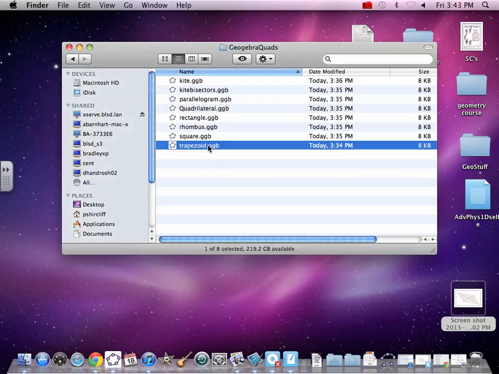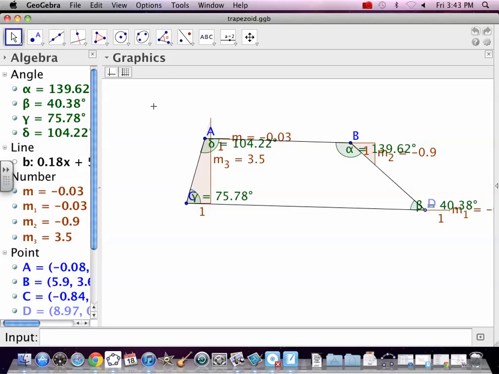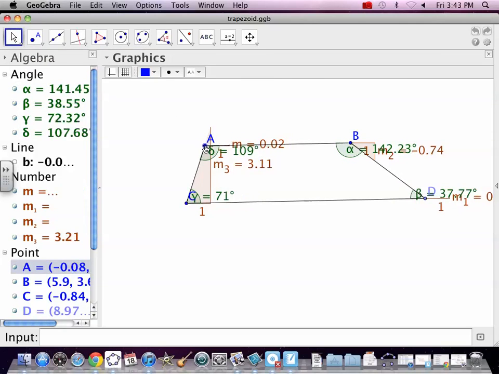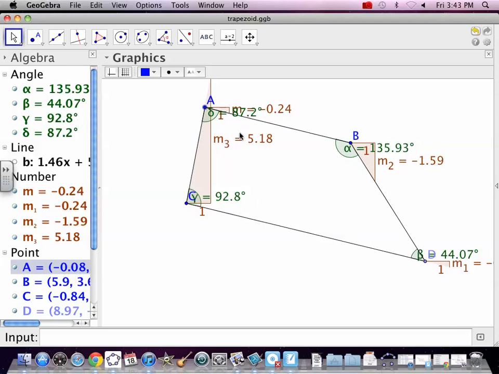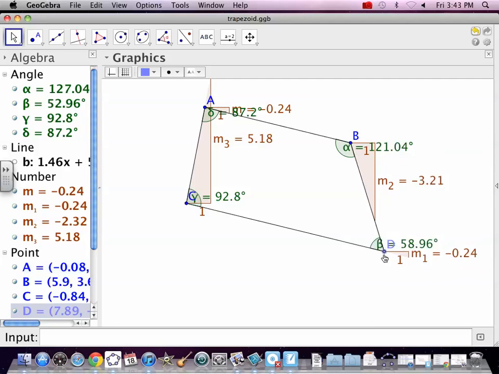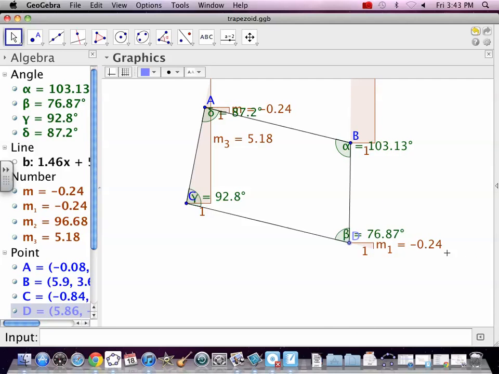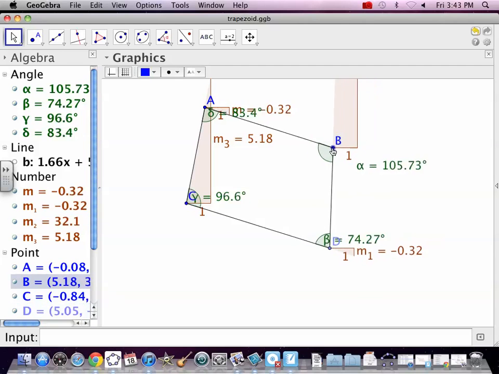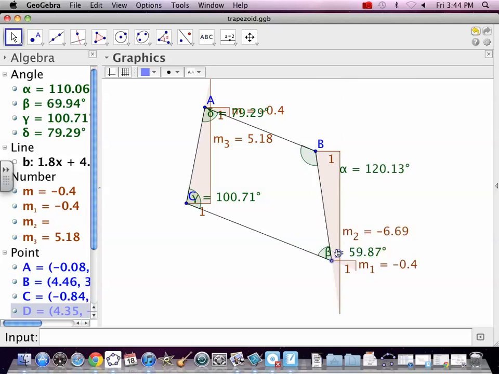And let's go to one set of parallel sides. How do we prove that they're parallel? How do we show they're parallel? Well, parallel is a slope concept. So the slope of this side is 5.18 and this one is 1.59. That's okay. Those aren't supposed to be the same. It's this 0.024 and this 0.024. We've got one set of parallel sides. That's all we need to make a trapezoid.